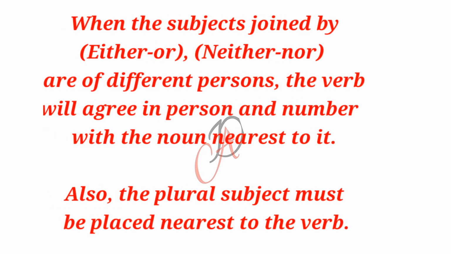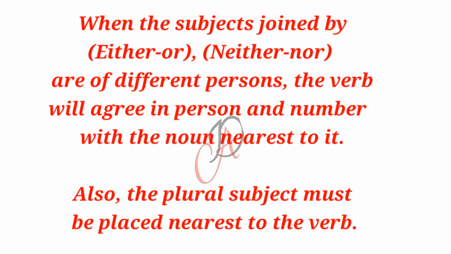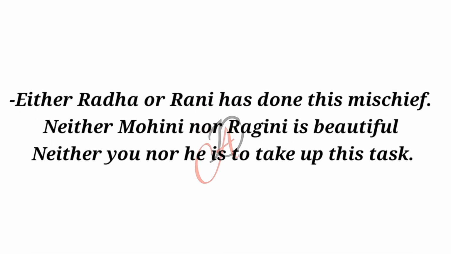When the subjects joined by either-or or neither-nor are of two different persons, the verb will agree in person and number with the noun nearest to it. Also, the plural subject must be placed nearest to the verb. For example, either Radha or Rani has done this mischief. Next one, neither Mohini nor Ragini is beautiful. The next one, neither you nor he is to take up this task. Alright, let's move to the next rule, rule number nine.